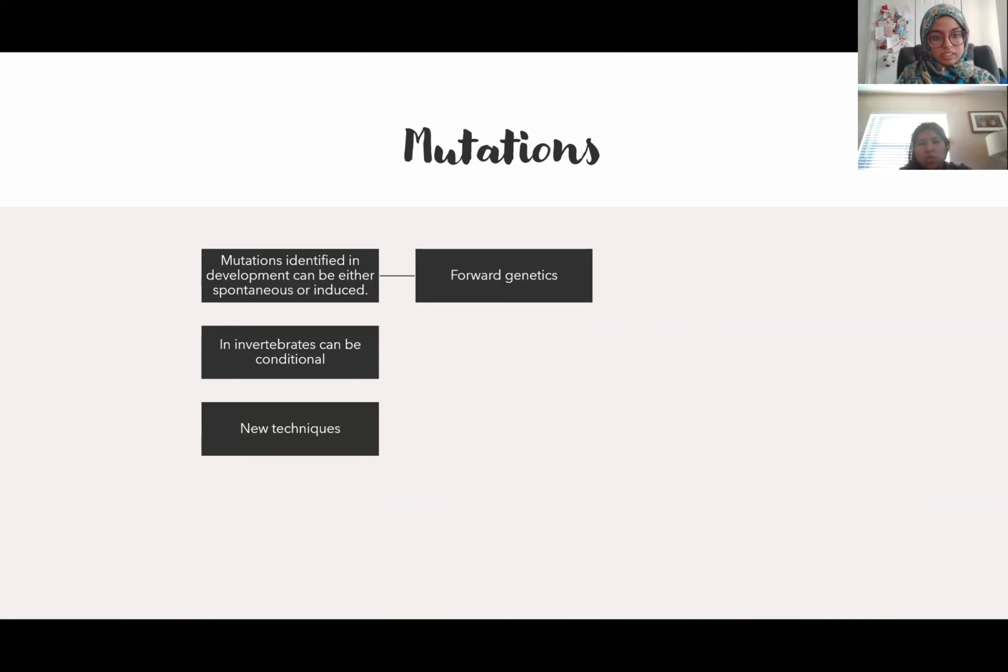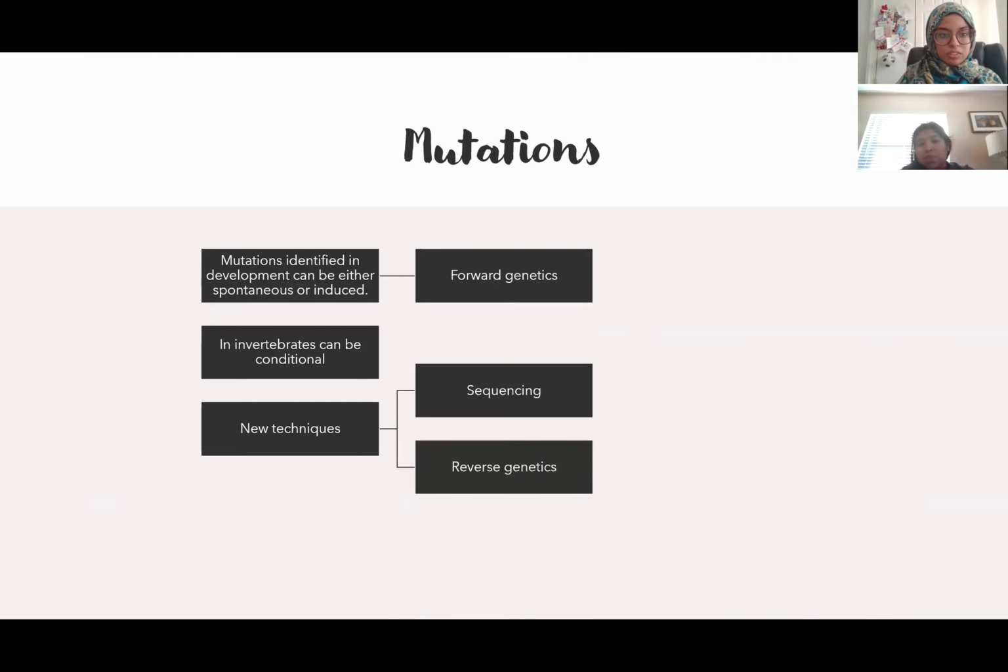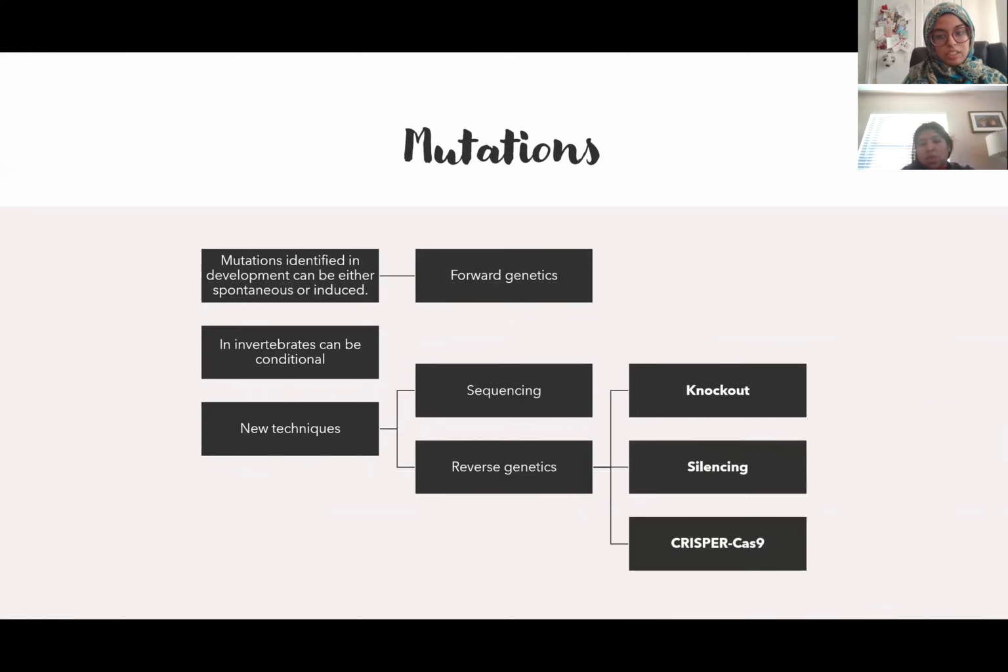New techniques in the modern era include sequencing, because we have a lot of sequenced DNA sequences of animals, and we can see any errors that occur, and then we can see the mutations that arise. Or we could do reverse genetics, in which we knock out a certain gene, silence it, or with CRISPR-Cas9, we can add or take out a gene and then figure out what mutations arise.